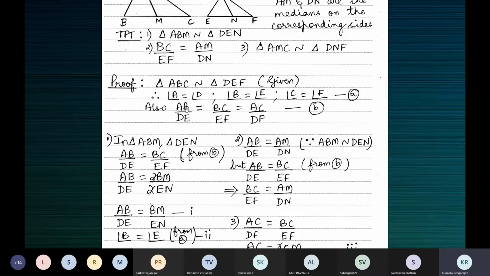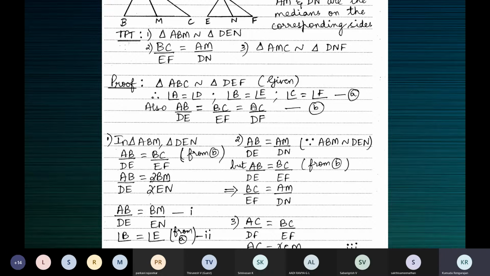We know all these three ratios are the same. We need to prove BC by EF is equal to this. It's the same as proving AC by DF is equal to this, because all these three are equal. So when you have to prove that this one is equal to AM by DN, it's okay if you prove this also is equal to AM by DN, or this one is equal to AM by DN.